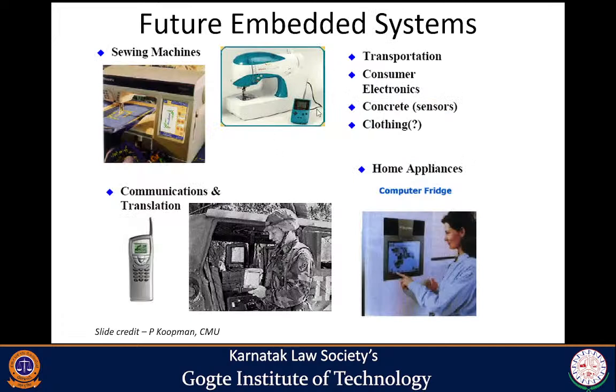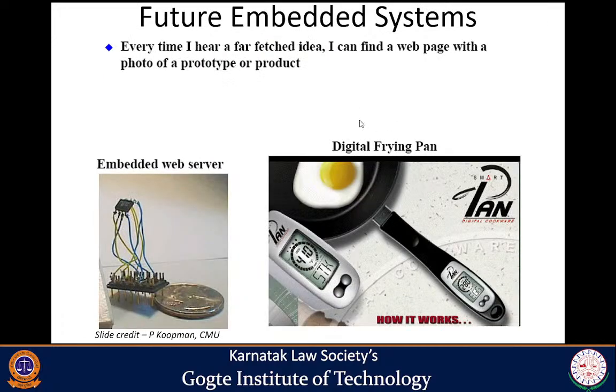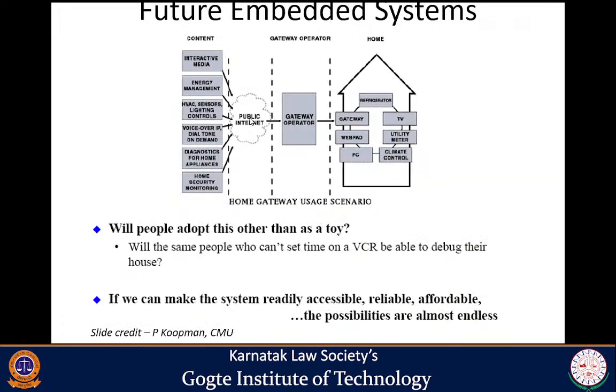So the future of embedded systems: you can see the sewing machine could be different. Then it could be transportation, consumer electronics, concrete sensors. It could also be embedded in clothing nowadays. Then there is communication and translation. Then there is a computer fridge. Generally, every time you hear about a far-fetched idea, you can find a web page with a photo of a prototype or a product. That is nothing but a digital frying pan and an embedded web server. So these are all your embedded systems.